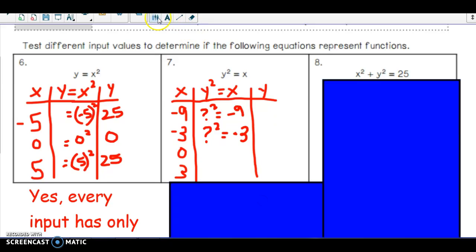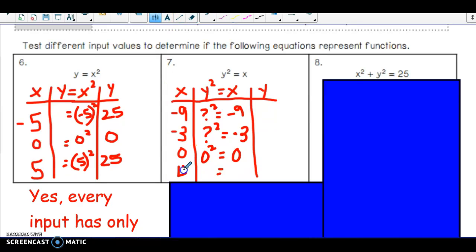How about 0? If 0 is our input, and you have to figure out what number squared gives this, we can at least find a value for that. We know that 0 times 0 is going to be 0. The last example is tricky also. How about if we tried, instead of 3, how about we try 4?